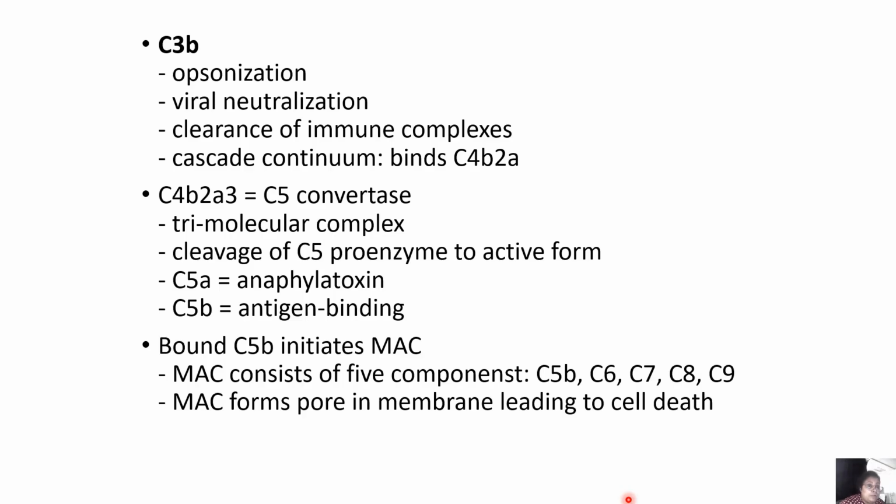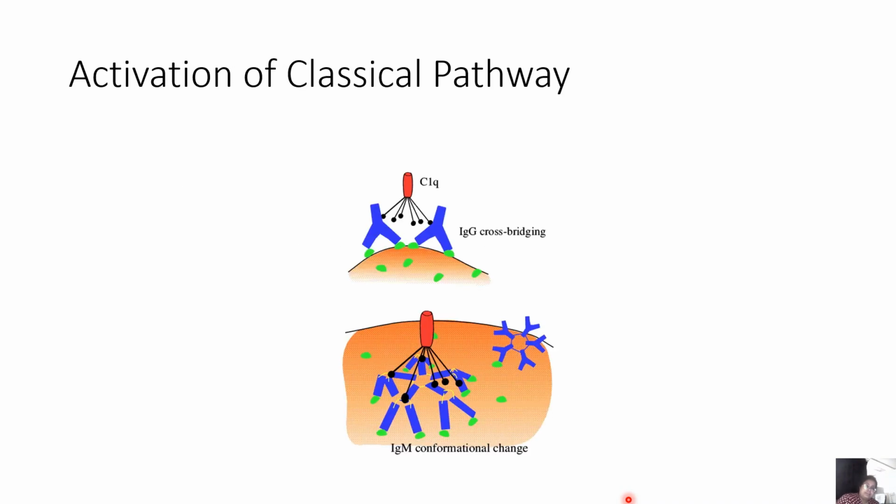It binds C4b2a. Then we get the C5 convertase, which is a trimolecular complex. The cleavage of C5 proenzyme to active form, as I said, C5a and C5b, right? And C5b will recruit C6, C7, C8, which will initiate the MAC, the membrane attack complex, which further consists of C5b, C6, C7, C8 and C9. And this will form pores in the membranes leading to cell death. Okay.